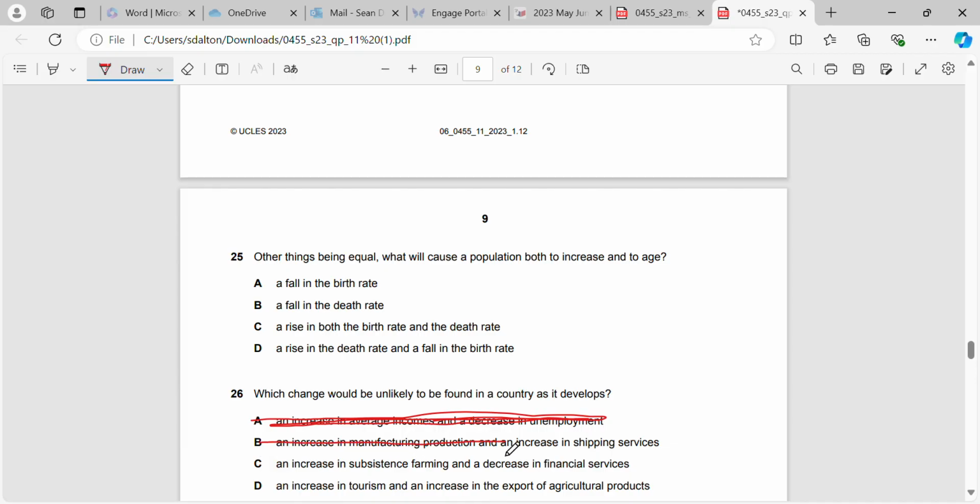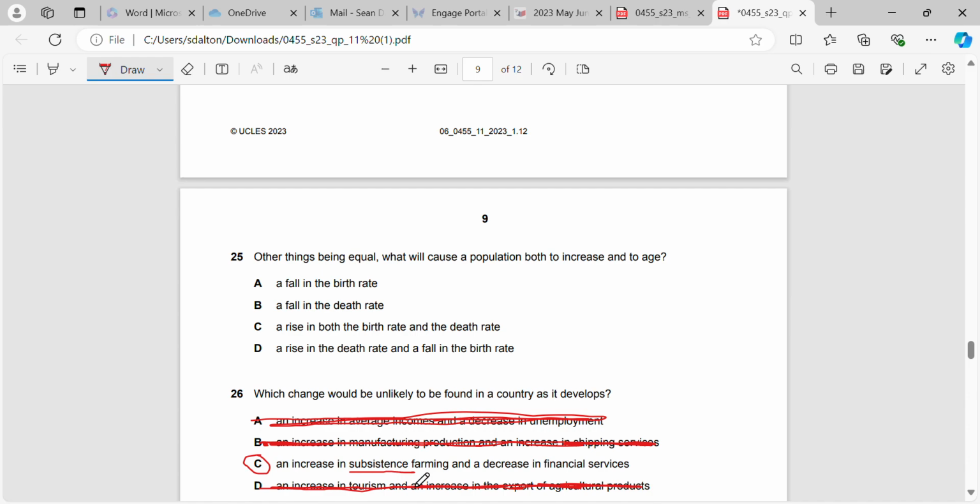Unlikely. Sorry, likely. We're looking for unlikely. Yes, they would likely be able to make more products as they develop. They would have more tourism and an increase in how much exports they have and an increase in trade in general. So the correct option is C.